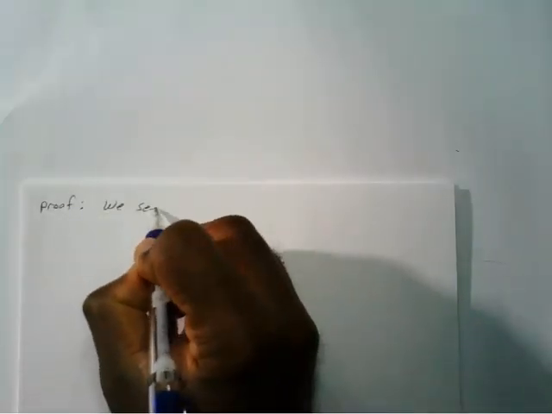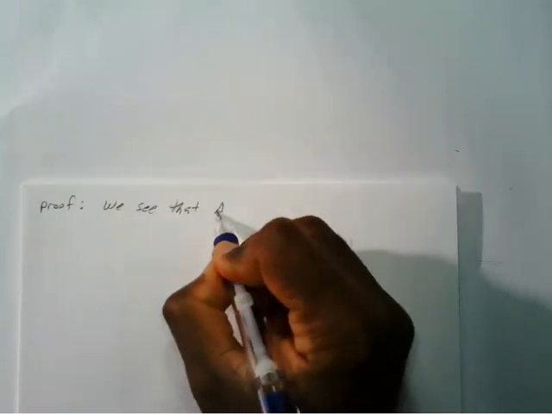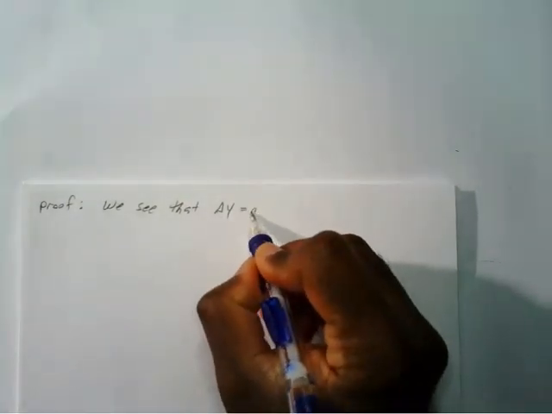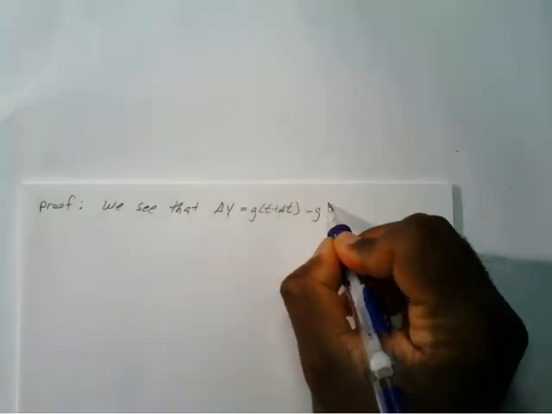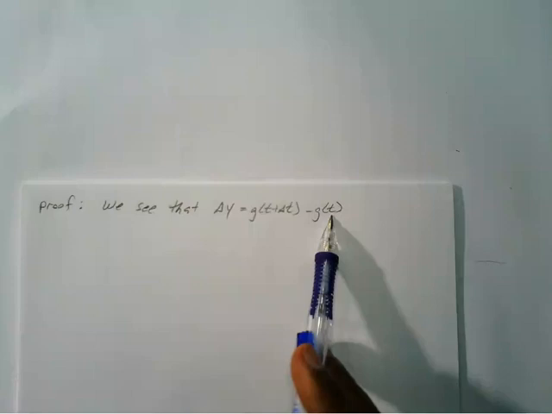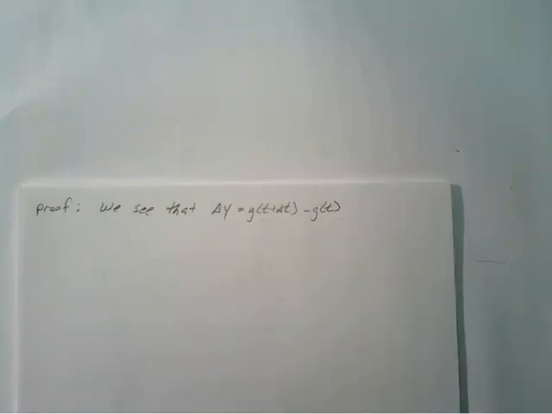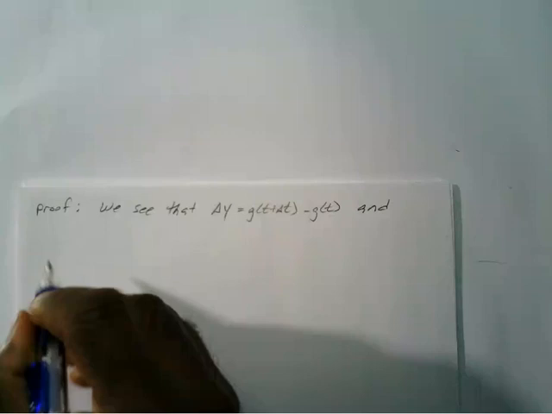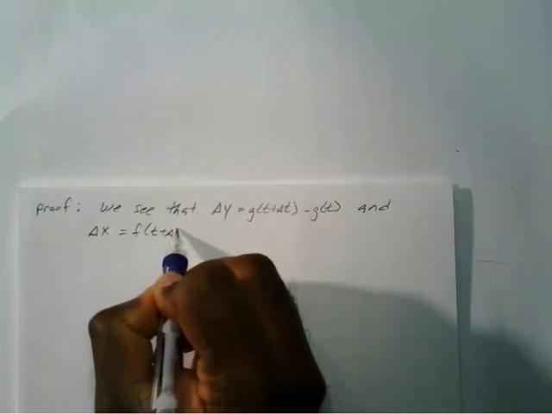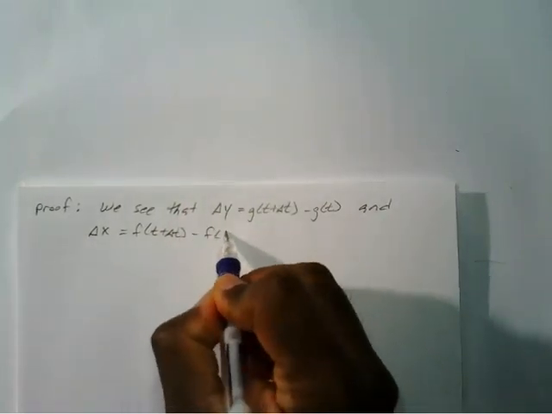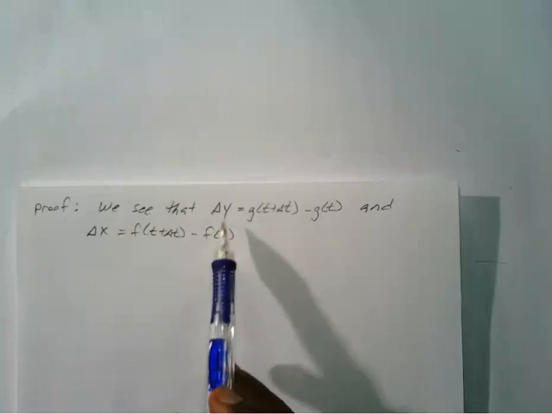Just like we pointed out on the previous page, delta y, which is our change in y, is equal to g of t plus delta t minus g of t. Remember, you have your y2 minus y1; this is basically the same thing. And your delta x is equal to f of t plus delta t minus f of t. So you have your change in y and your change in x.